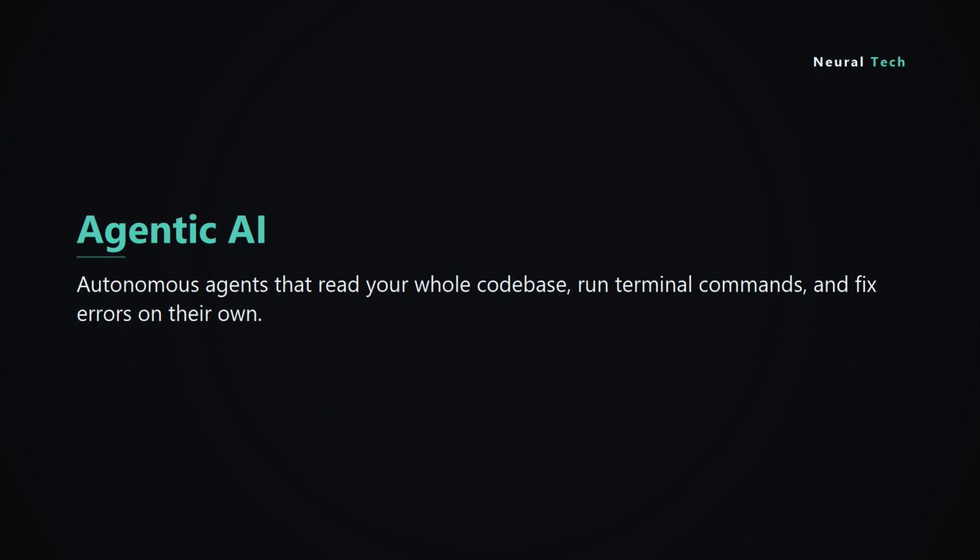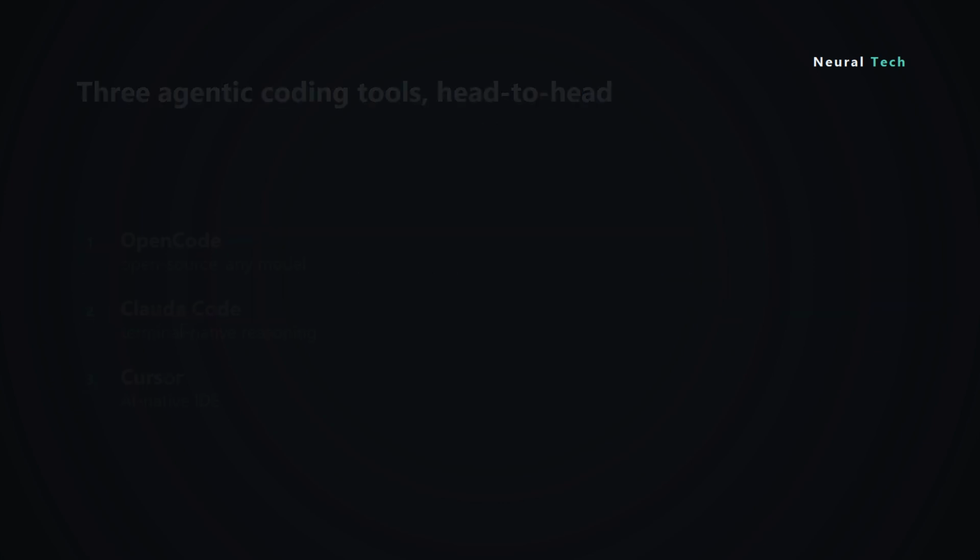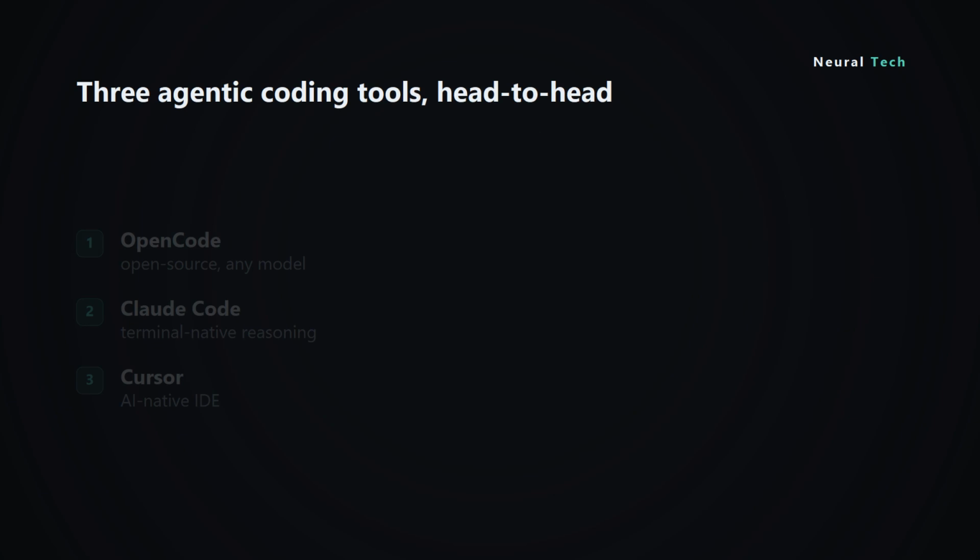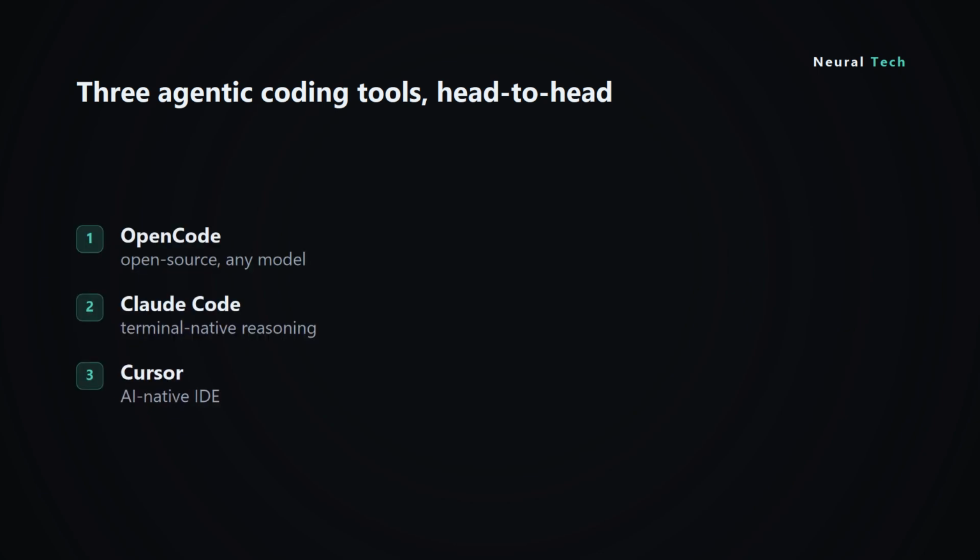These aren't just chatbots, they are autonomous agents that can read your entire codebase, run terminal commands, and fix errors on their own. Today, we are putting the top three agentic coding tools head-to-head: OpenCode, Claude Code, and Cursor. By the end of this video, you will know exactly which one deserves a spot in your workflow. Let's break down the contenders.